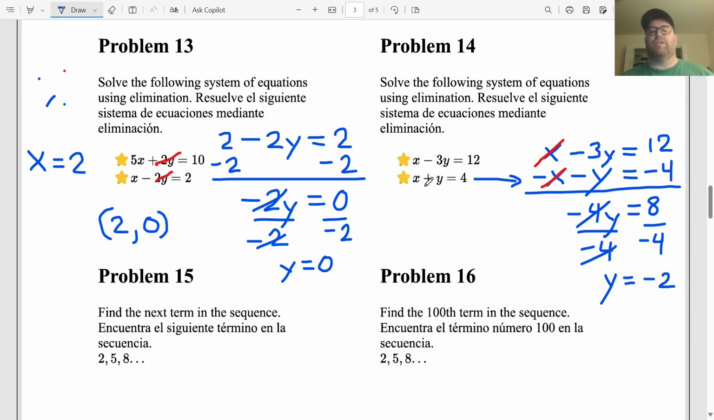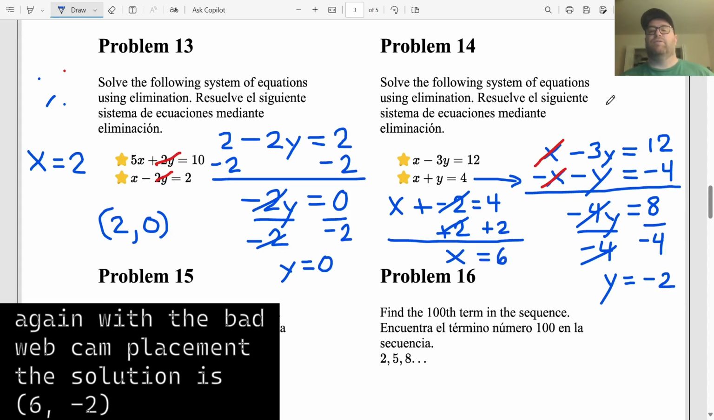Okay, now we have this equation, x plus y equals 4. So let's substitute in y. So x plus negative 2 equals 4. So to get rid of the negative 2, we have to add 2 to both sides. Negative 2 plus 2 is 0. These cancel, and we get x equals 6. So our solution here is going to be 6, negative 2. 6, negative 2 is our solution.